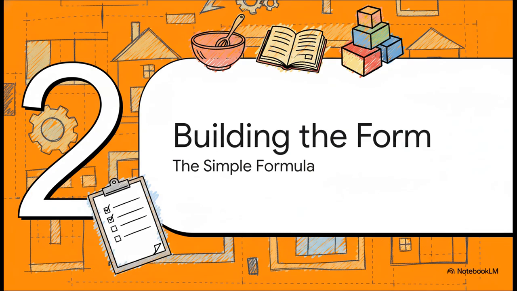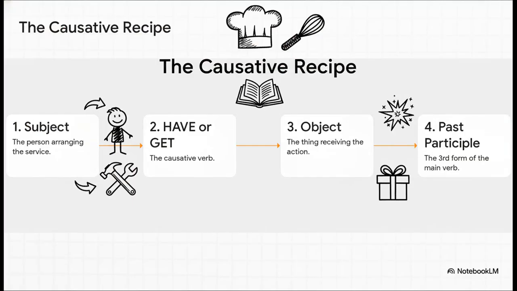All right, let's move on to the fun part, the blueprint. Let's see how we actually build this. It's kind of like a simple recipe, and once you know it, you can use it for pretty much anything. So here it is, our 4-step recipe. It's so simple. First, you start with the subject. That's you, the person arranging everything. Second, you add the magic verb, have or get. Third comes the object, the thing that's getting the action. And you finish it all off with the past participle. Just remember that simple formula.